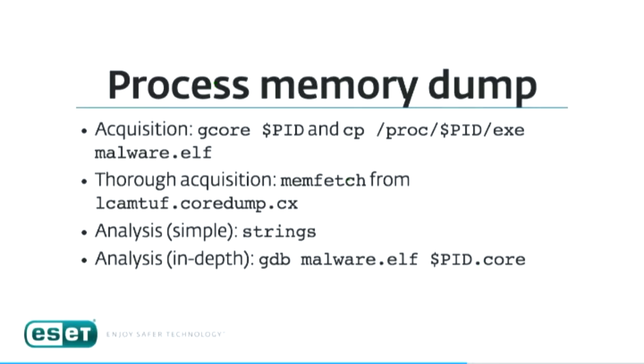If you want to be a little bit more hardcore, you can core the memory of the process. gcore comes with GDB, and it will capture all the non-file-backed pages. What it means is that it will not dump the actual executable. It will dump all the memory that's being used, like the stack and the heap. If you want a thorough acquisition, the whole thing, there's a tool called memfetch that lcamtouf.coredump.cx has made. It's quite old. I'm not sure it still works. It probably still works. But that's the only thing we could find to dump the whole thing.